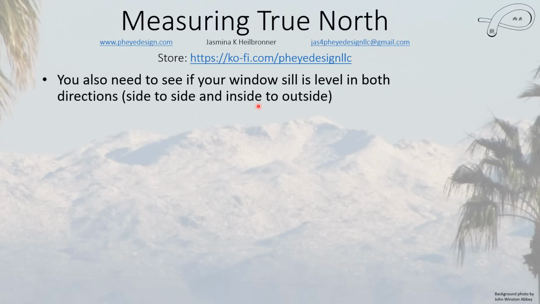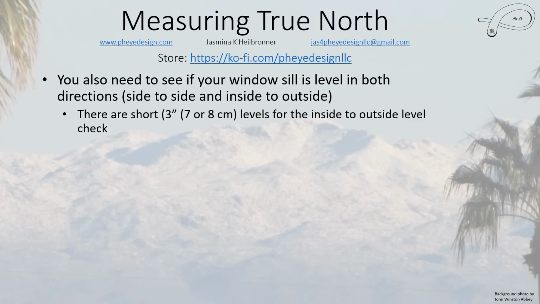Now, you will also need to see if your windowsill is level in both directions, that is, from side to side and inside to outside. There are some short levels. Some are as short as 3 inches. 6 inches is probably okay. Trying to measure from the inside out with a 3-foot level is a little bit hard to see if it's level, because it has a really easy tendency to want to rock, so to shift too much. You can just put a smaller one and just set it on the windowsill from perpendicular to the opening, and let it settle, and it is pretty easy to measure.